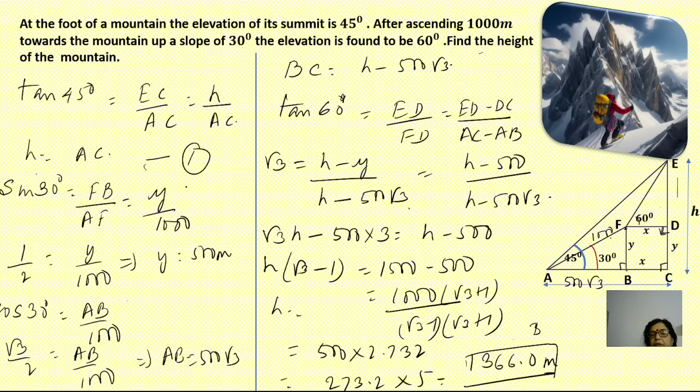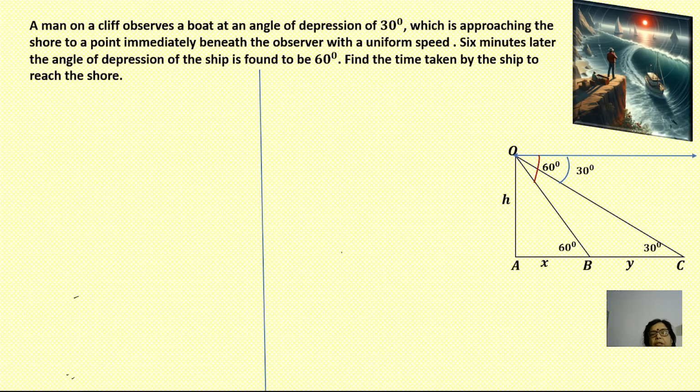This is the first equation that we get here. Then we get the second equation, y is 500. Then we get this AB, that is 500 root 3. And then we get BC as equal to h minus 500 root 3, that is the fourth one. Then we get your tan 60 value, that is the fifth one. And ultimately you get the value of h. So this is how you need to solve this particular question.